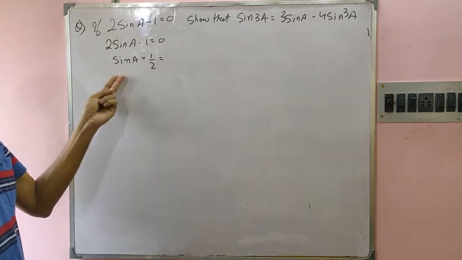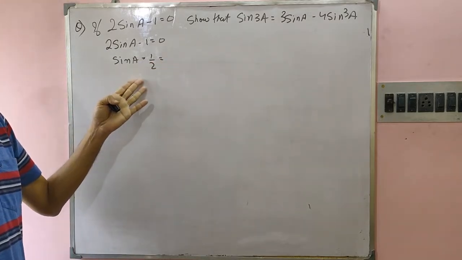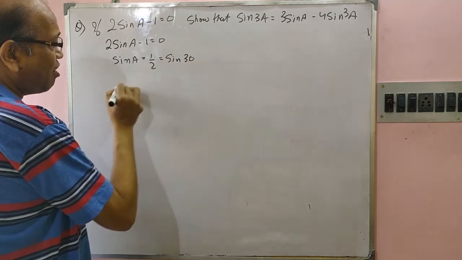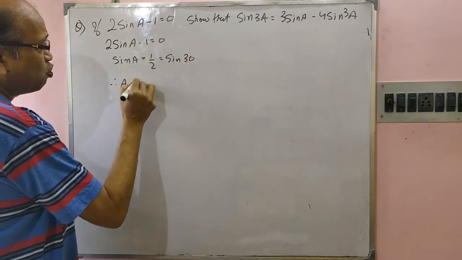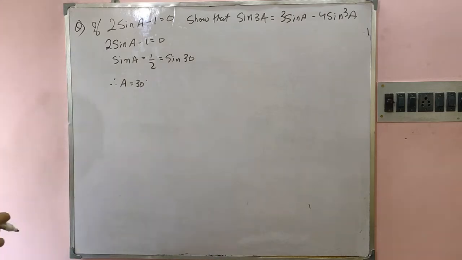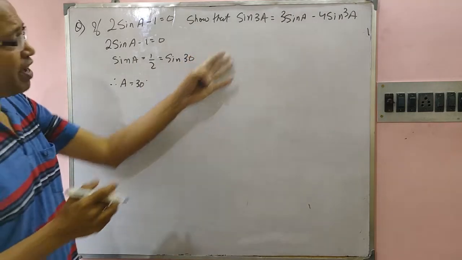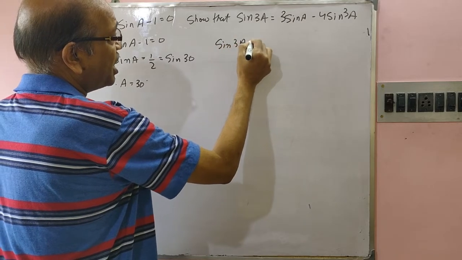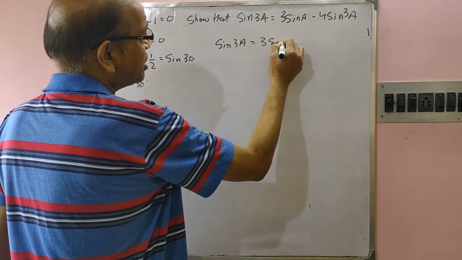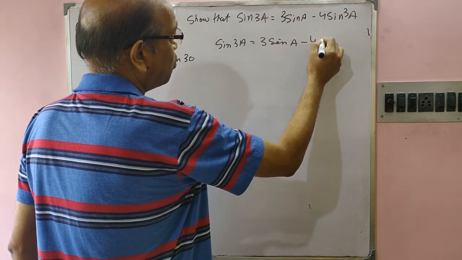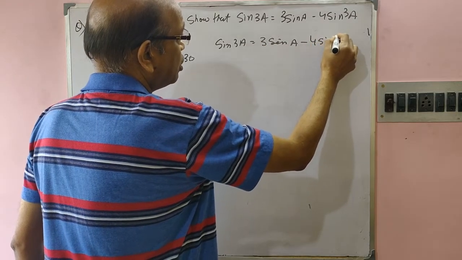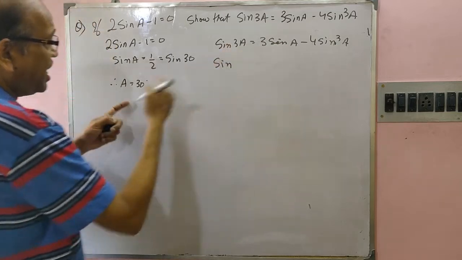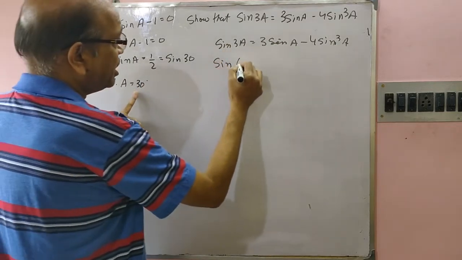And where is sine half? Sine is half in sine 30. Sine 30 is half. Therefore, a is equal to 30 degrees. Clear? Now put in the values here. Here it is given that sine 3a is equal to 3 sine a minus 4 sine cube a. Now sine 3a. 3a means 3 into 30.